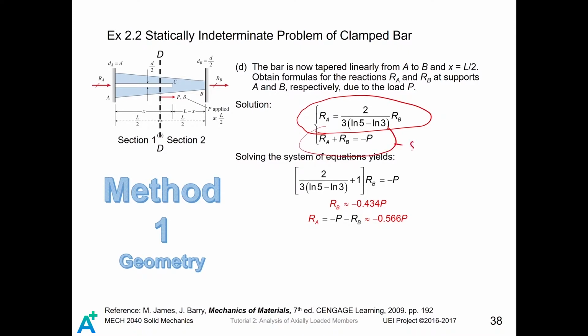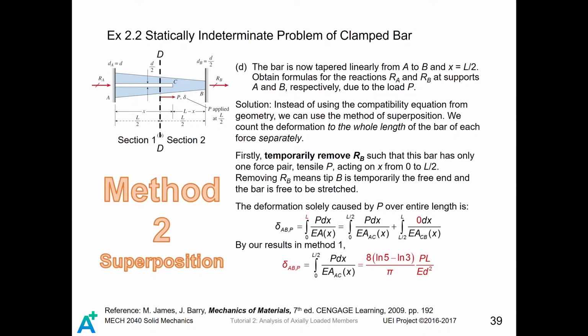So as you can see, this is from statics, and this is from compatibility. For statics, we can obtain an equation very quickly, immediately at the beginning. But for the compatibility equation, we need a lot of time to analyze it and do a lot of mathematical computations. Eventually, we solve the system to get RB approximately equal to minus 0.434 P, while RA equals minus 0.566 P.